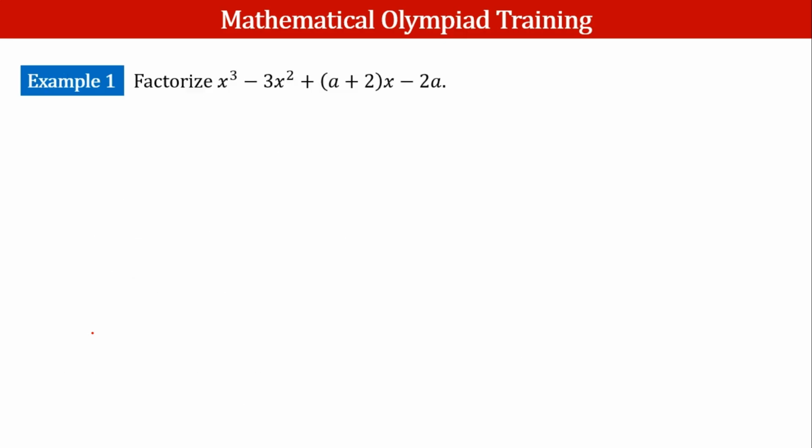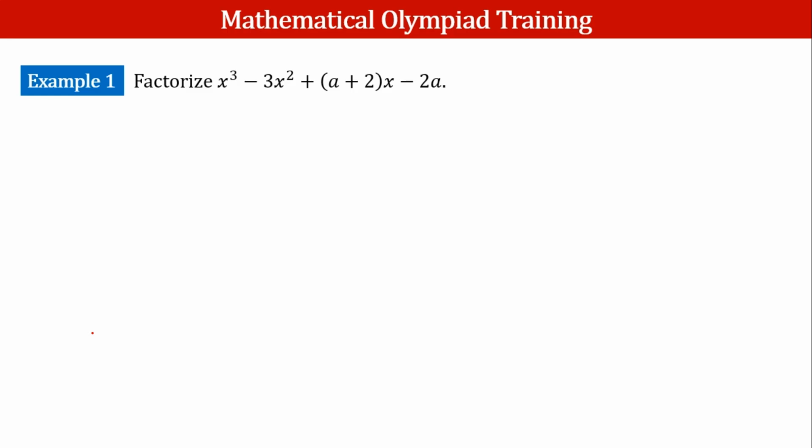Example number 1. Factorize x cubed minus 3x squared plus quantity a plus 2 times x minus 2a. Notice that the first two terms have a common factor of x squared. However, we cannot find a common factor of x squared also in the last two terms. So, what do we do now? What if we expand a plus 2 times x?